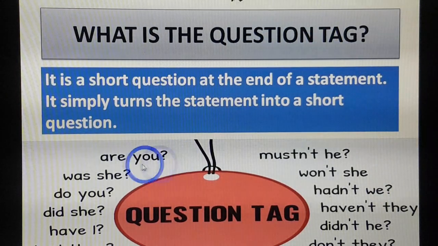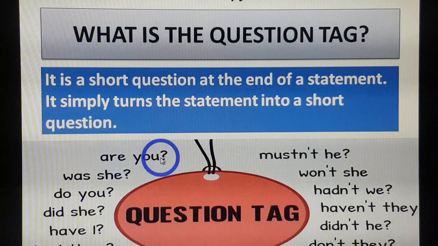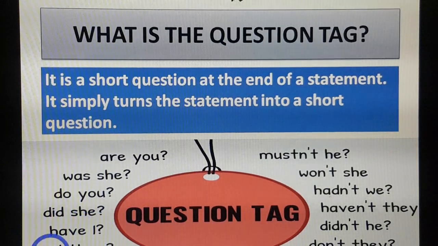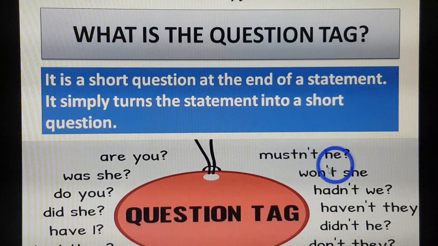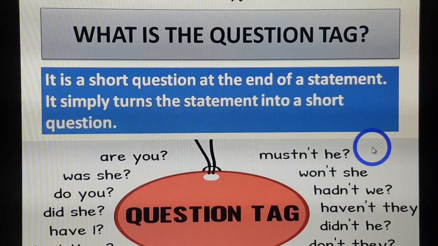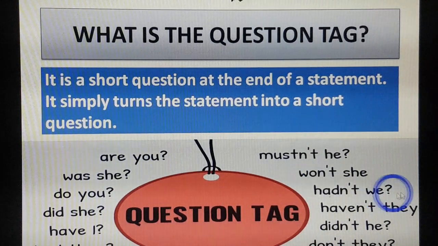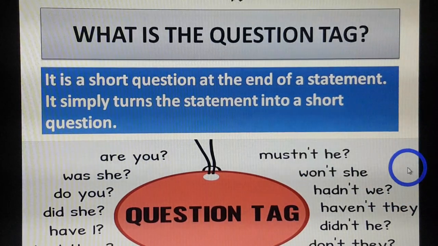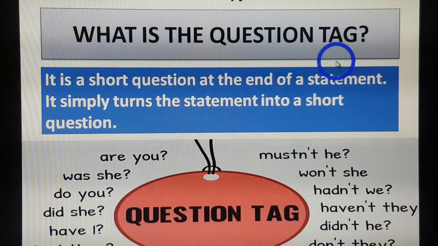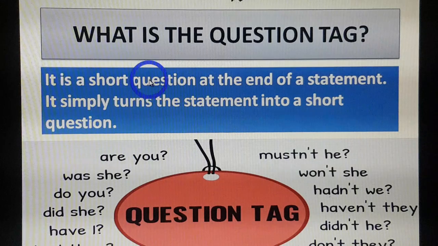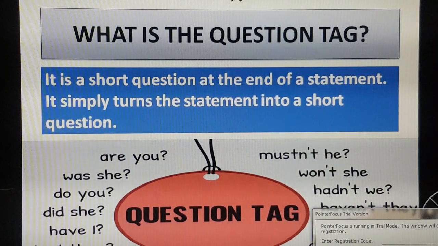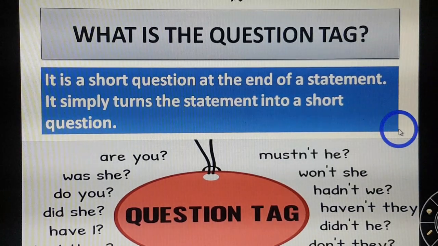So when you see here, these are our examples. Are you? Was he? Was she? Do you? Did she? Have I? Had they? Will you? Mustn't he? Won't she? Hadn't we? And so on. These are examples about the question tags. طبعا question tags مثل ما قلنا هي عبارة عن الأسئلة المذيلة. So the first thing that you need to know is that the question tag is a short question at the end of a statement. Okay, let's move to next slide.